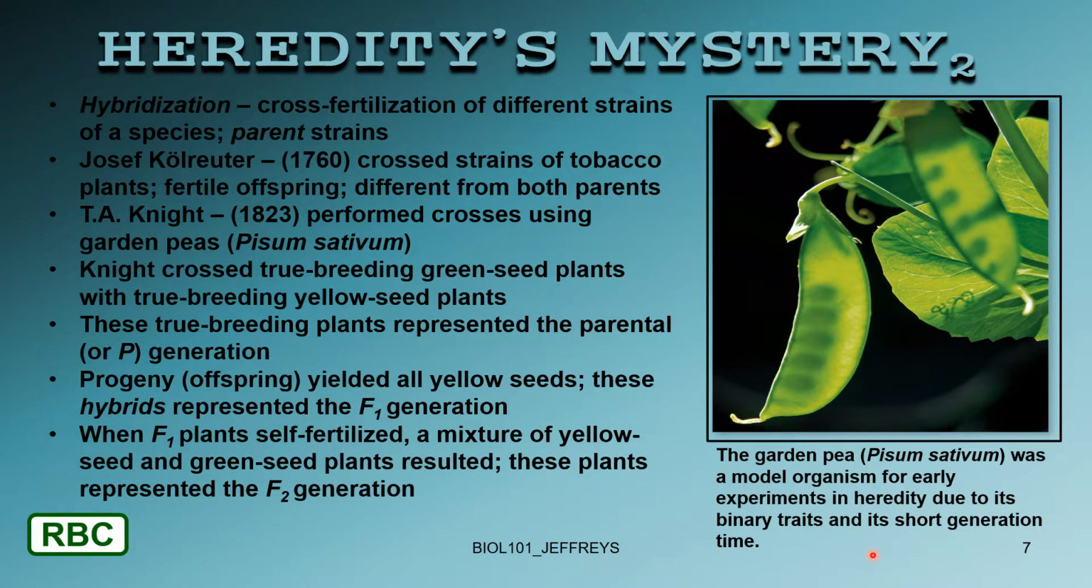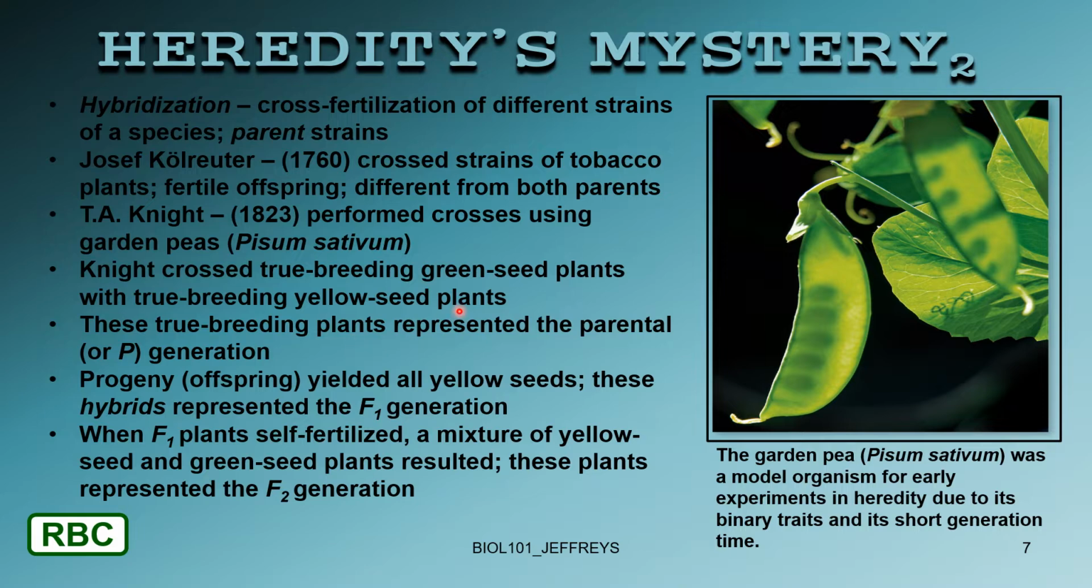And of course, pea plants have a short generation time, so it was easy to grow multiple generations in a single season. So Joseph Kohlreuter, I know I'm tearing his name up, in the late 1700s, crossed strains of tobacco plants, and he produced fertile offspring that were different from both parent plants. See, this work on heredity, even though they didn't have the terminology, was going on a long time ago. T.A. Knight in 1823 performed crosses using garden peas. Mendel would later pick up on that work.